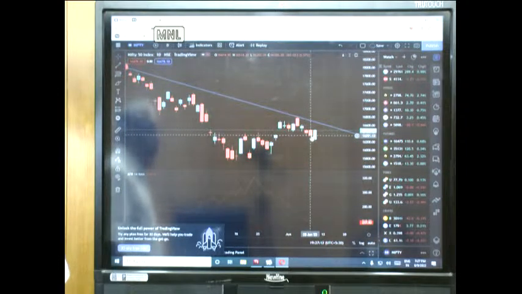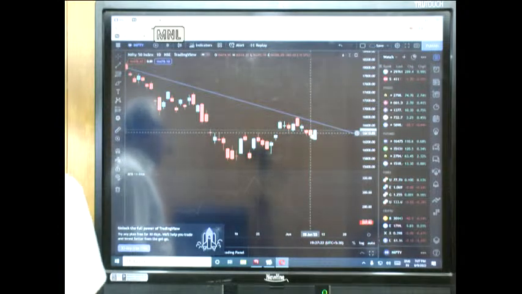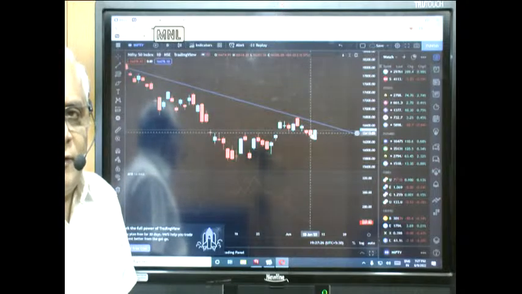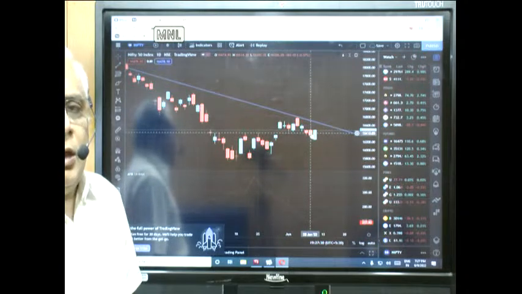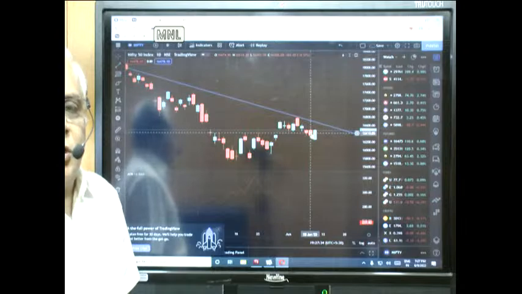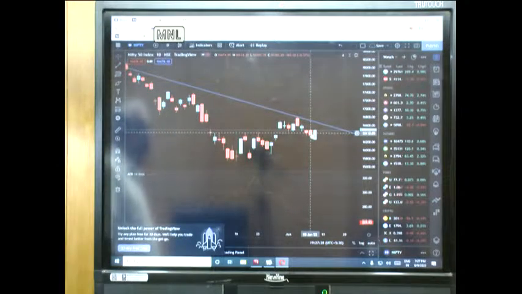But suppose it doesn't go up to 16,610 or 615, but there is a close which comes below 16,350 levels. In that case we should be looking towards a short position, immediately. So a close below 16,356 is going to be important.